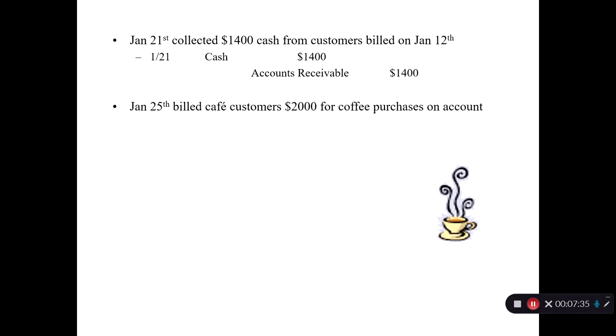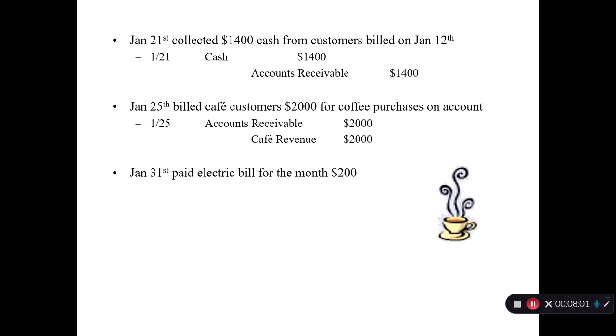On January 25th, we're billing cafe customers $2,000 for purchases on account. So here's another revenue transaction, the same kind we dealt with on January 12th. So here we're going to increase accounts receivable, the bill, okay, for $2,000, and we're going to increase our revenue. We're earning cafe revenue, a credit of $2,000.